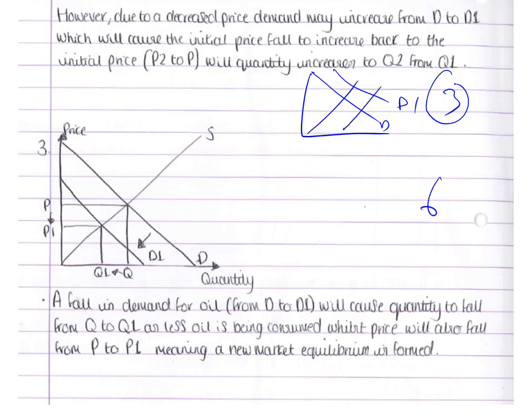It's a 6-mark question. So we've got a fall in demand, there's 1 mark. There is 1 mark for the fall in quantity and the fall in price on the graph. A fall in demand for oil will cause the quantity to fall Q to Q1. So we've got 1 mark there for the reference, as less oil is being consumed, whilst the price will also fall P to P1, meaning a new equilibrium is formed. So nice and straightforward, 6 out of 6 for that question.